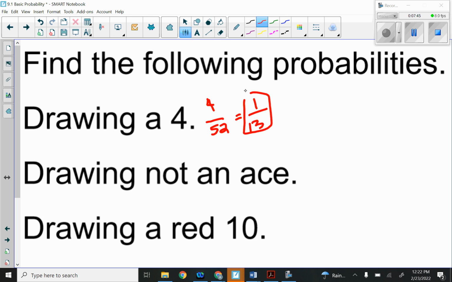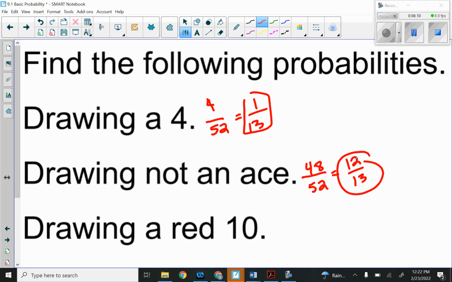The probability of drawing not an ace. So there's 52 cards total, 4 of them are aces. So that means 48 of them are not aces, which reduces to 12 out of 13.